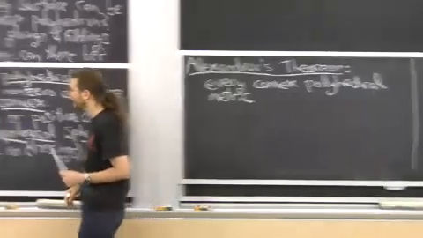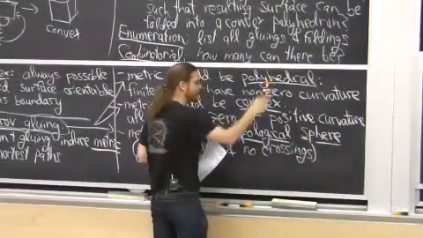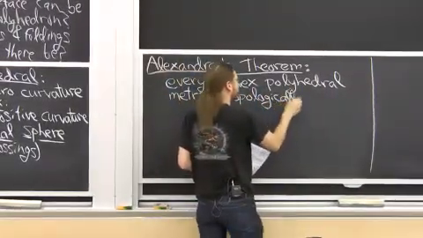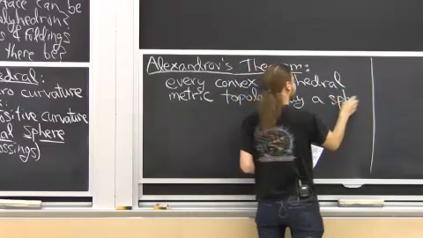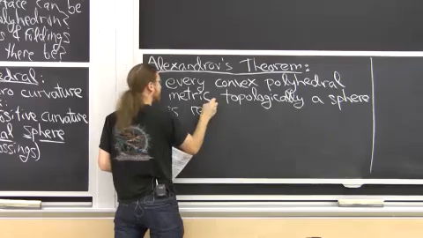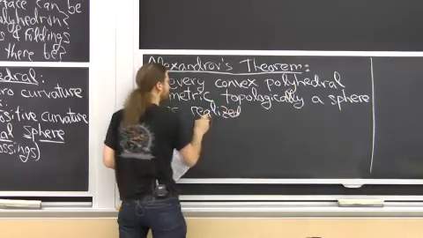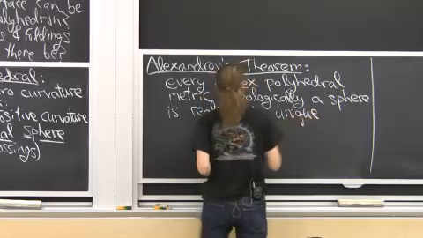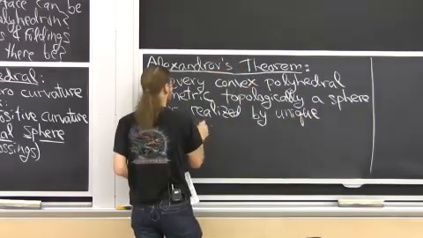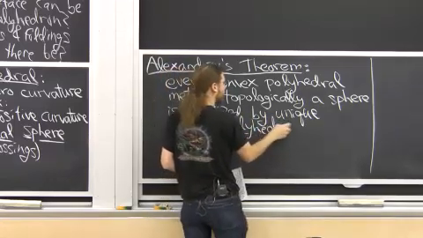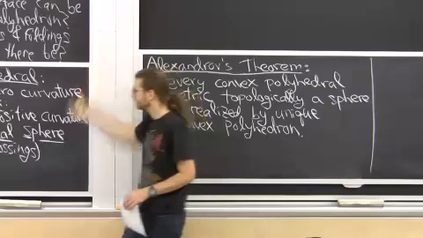So I guess I'm not using Alexandrov gluing here, but we have convex, polyhedral, and topologically a sphere. Take any one of those things, then it's realized by a unique convex polyhedron. So this is basically the answer.